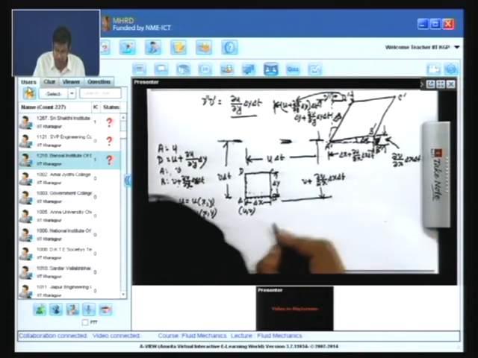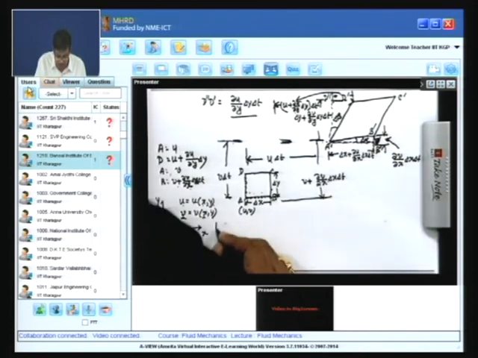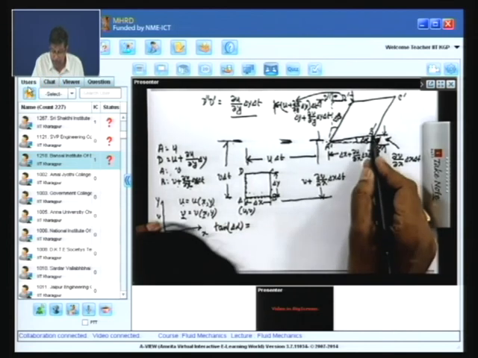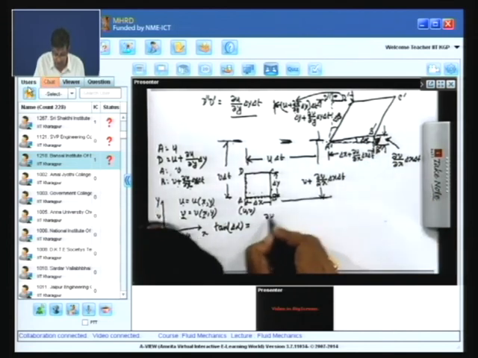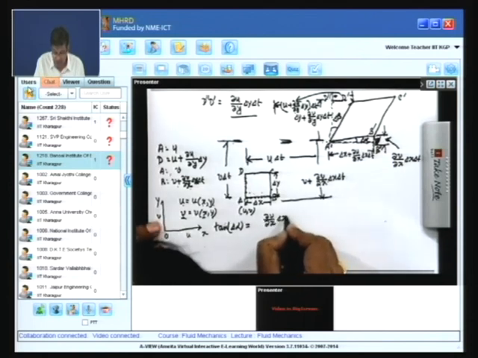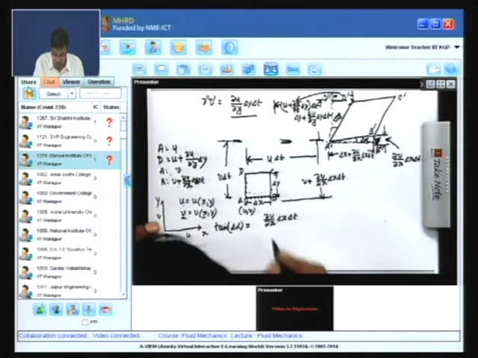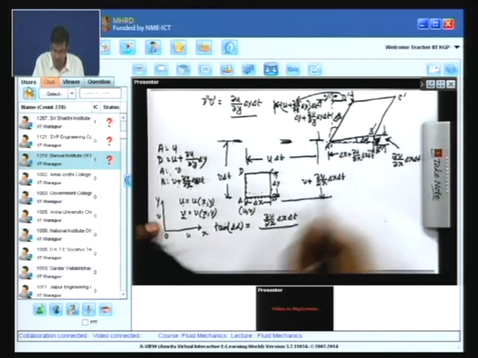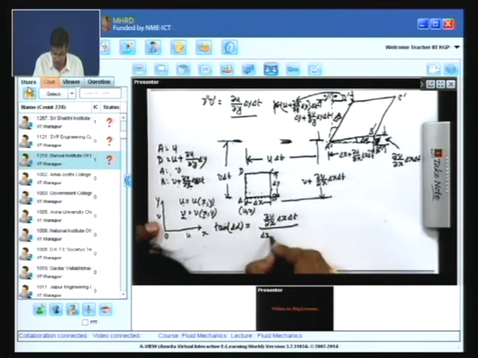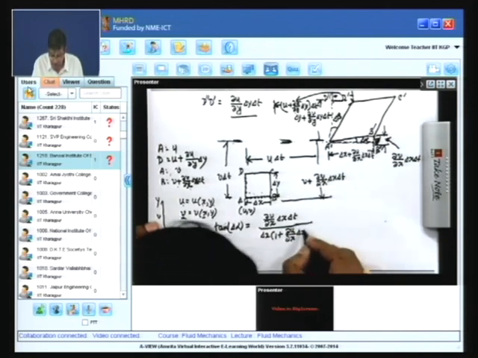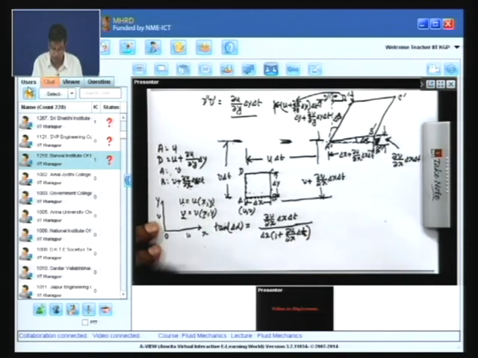Now, we can write tan delta alpha equals to what? B'B'' divided by this, that means ∂v/∂x delta t, divided by this one, ∂x, I take common, 1 plus ∂u/∂x delta t. I have taken ∂x common, that is why only delta t. All right, this is tan delta alpha.